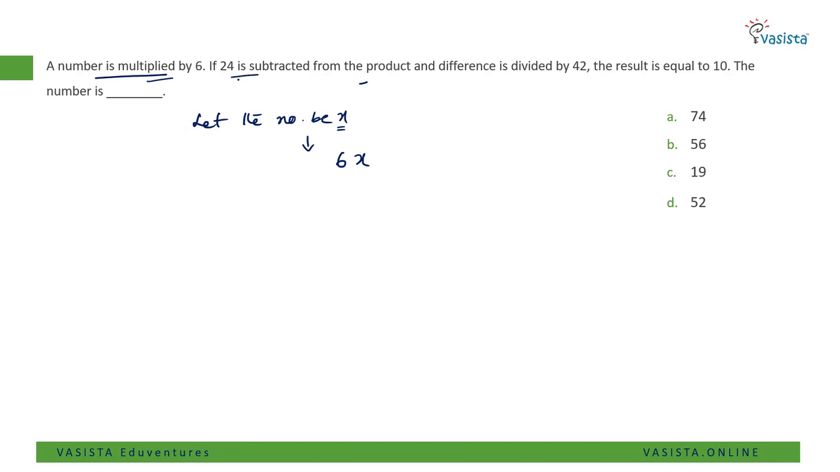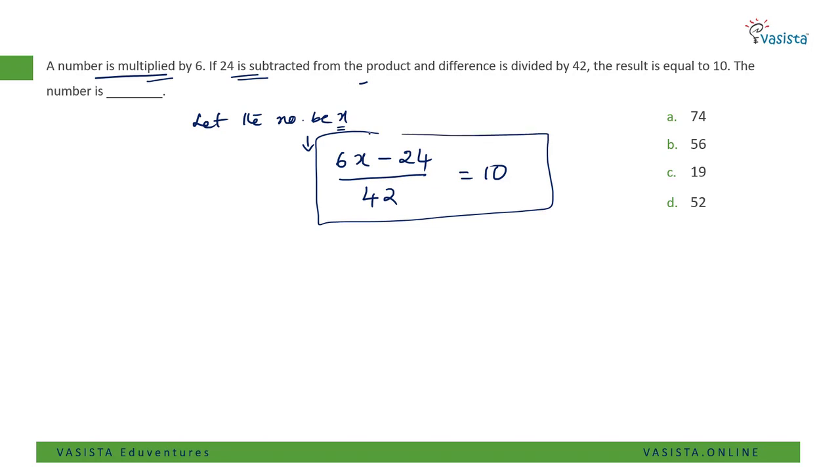If 24 is subtracted from the product, this is the product we got after multiplying a number by 6. So we are supposed to subtract 24 from this, that is 6x minus 24, and this difference is divided by 42, the result is equal to 10. Just simplify this, you are going to get the answer.